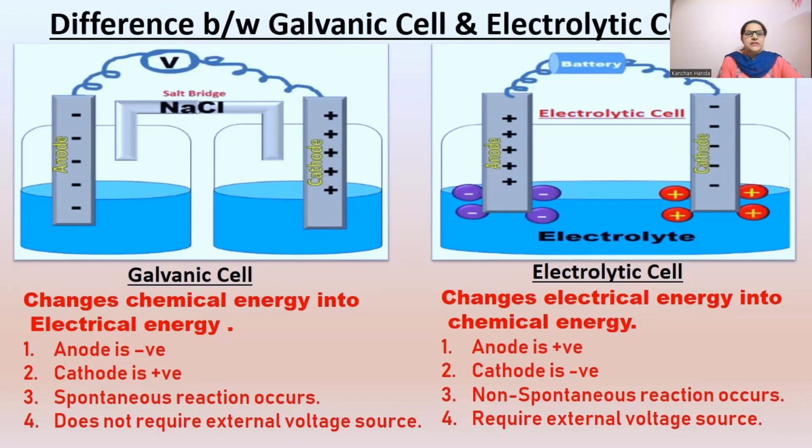In galvanic cell, we see anode is negative, whereas in electrolytic cell, anode is positive. In galvanic cell, cathode is positive, whereas in electrolytic cell, cathode is negative. In galvanic cell, spontaneous reaction occurs, whereas in electrolytic cell, non-spontaneous reaction occurs. A galvanic cell does not require external voltage source, whereas electrolytic cell requires external voltage source.